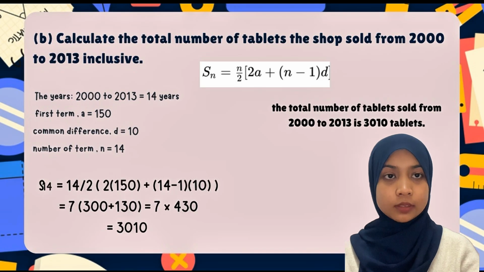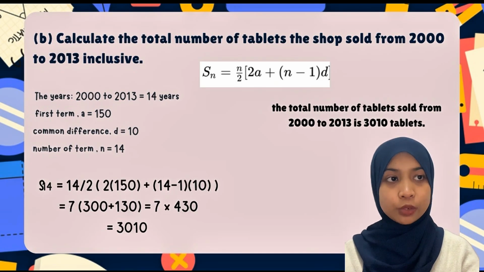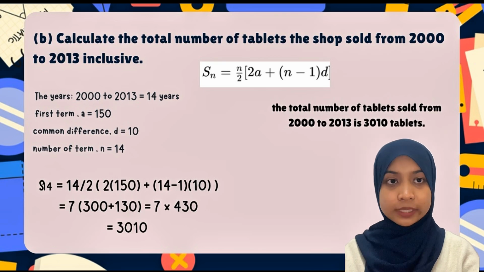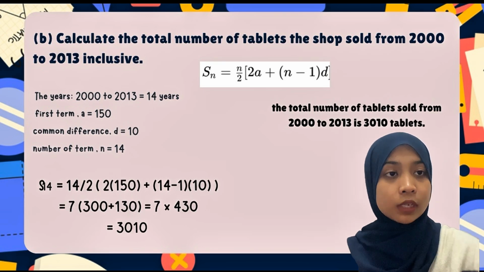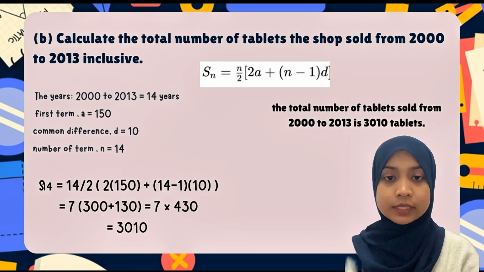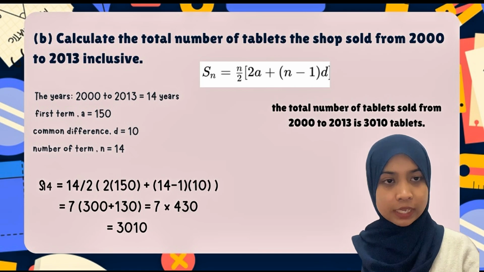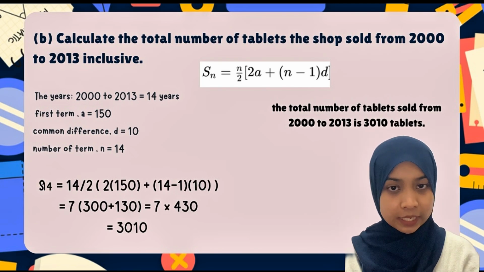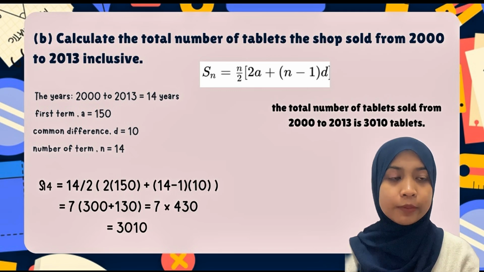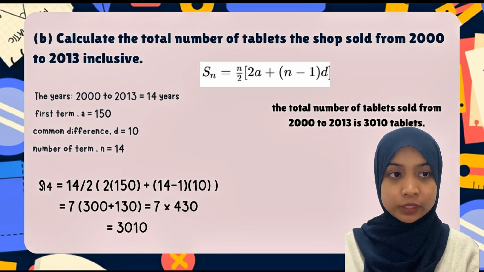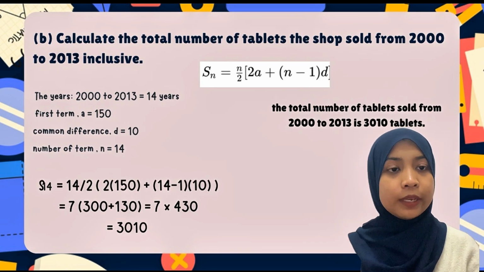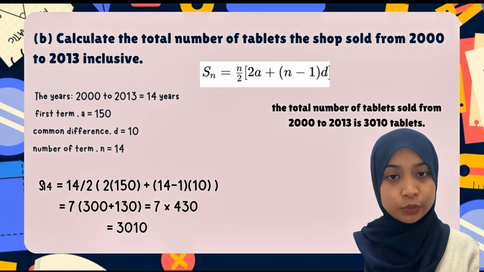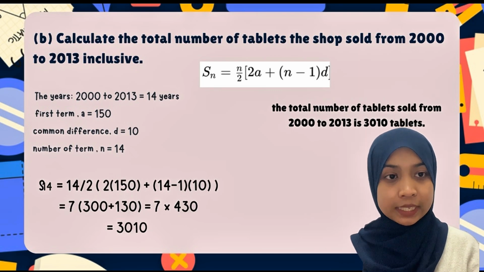For the second question, B, the question asks us to calculate the total number of tablets the shop sold from 2000 to 2013 inclusive. To calculate the total number of tablets sold, we need to find the sum of the arithmetic sequence. The formula for this is Sn equals n divided by 2, open bracket, 2a plus (n minus 1) d, close bracket. First, we need to identify the number of years from 2000 to 2013, which is 14 years, so n equals 14. The first term a represents the sales in 2000, which is 150, and the common difference d is the annual increase in sales, which is 10.